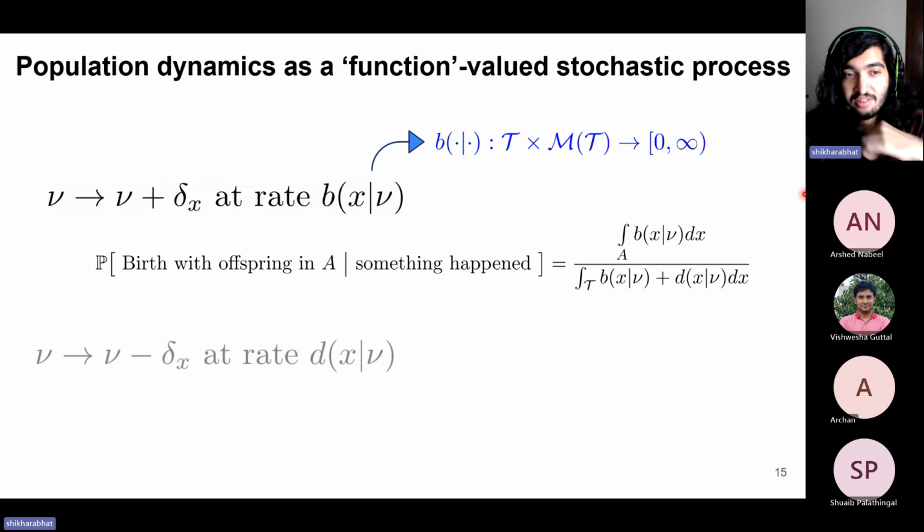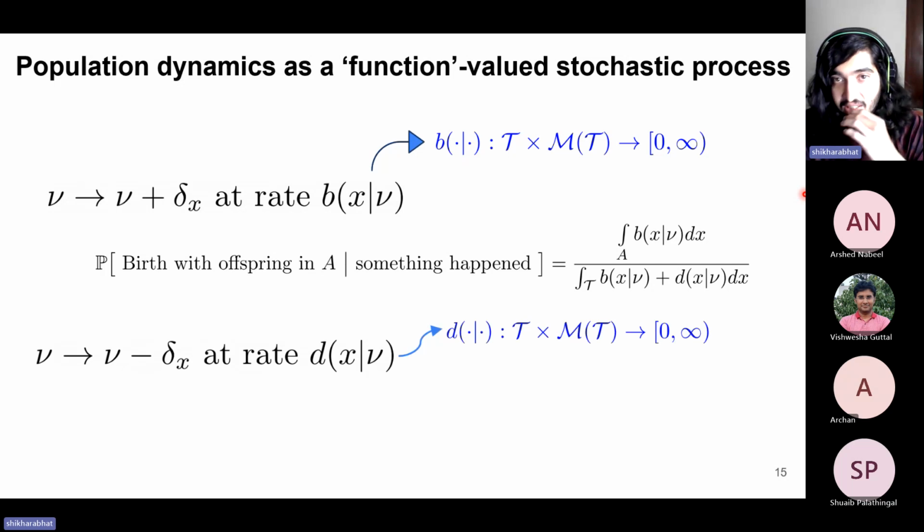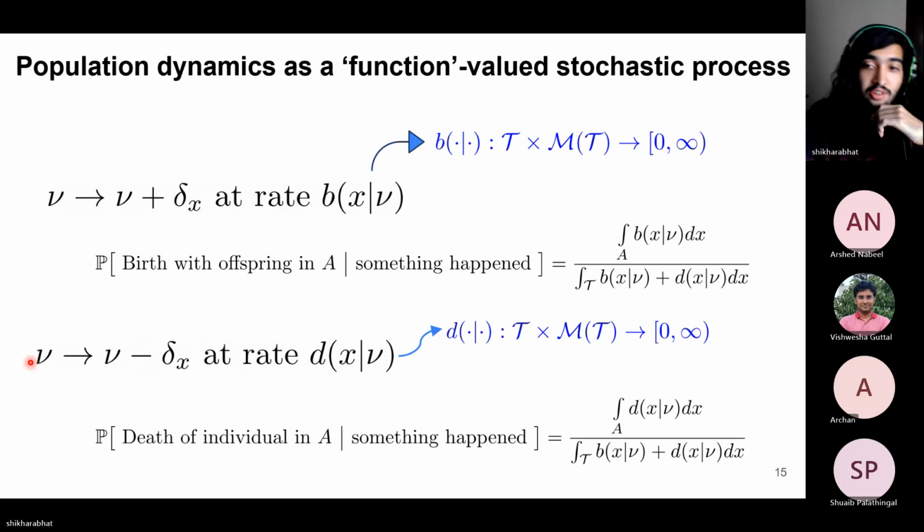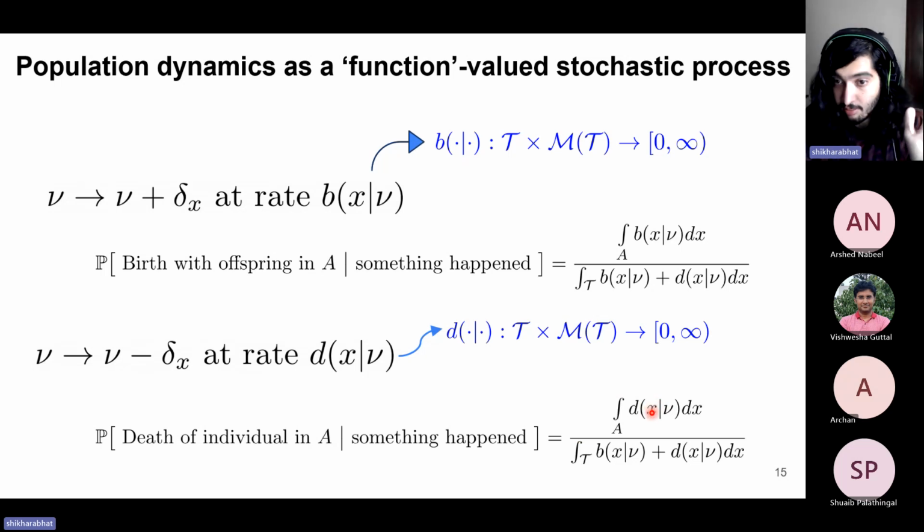I can also say that there is a death, again with a death rate, which once again takes in two quantities. It takes in a number and a function and outputs a real number. And this death is characterized by saying that if I know something has happened to nu, the probability that the something was the death of an individual that had trait value lying in the set A is the integral of d of x given nu over A in the x variable. I am integrating in the first variable, which is a number.